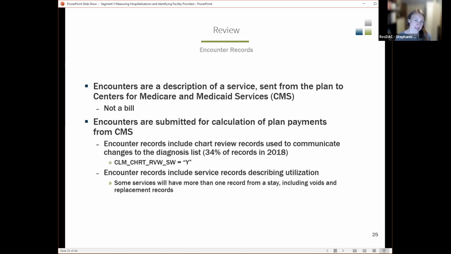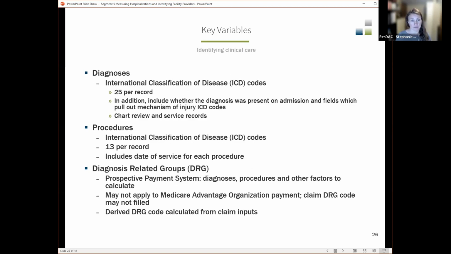So there is going to be some level of work that you might need to do if you're trying to count stays. The key variables are going to be very similar, though, to what you might find in the MedPAR. You have the diagnoses, 25 per record. For procedures, it's only 13 per record, but there are very few stays that are going to have more than 13 major procedures. So it's not going to be that different than what you find in the MedPAR.